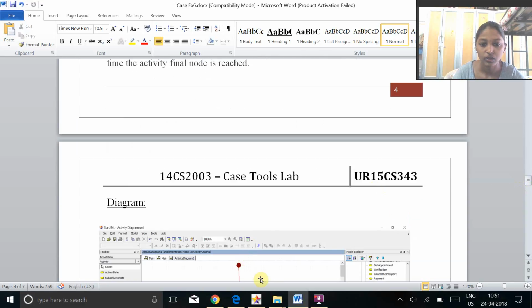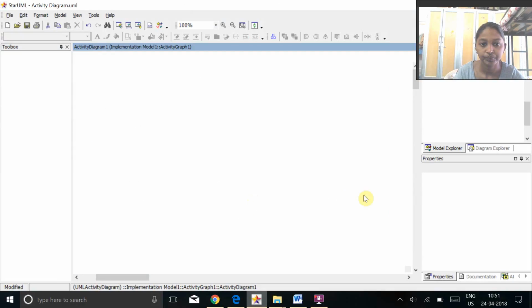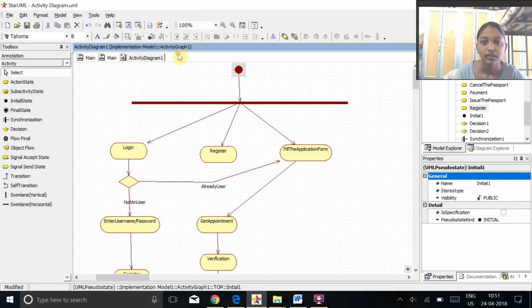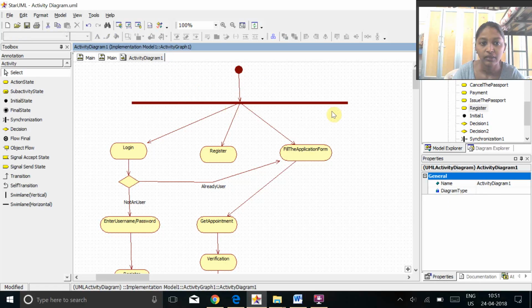So now I'll show my diagram. You can see here, this is the starting state or the initial node, and we have a fork here. That is one to many, we have many activities. The first one is login, the second one is register, and the third one is filling the application form.